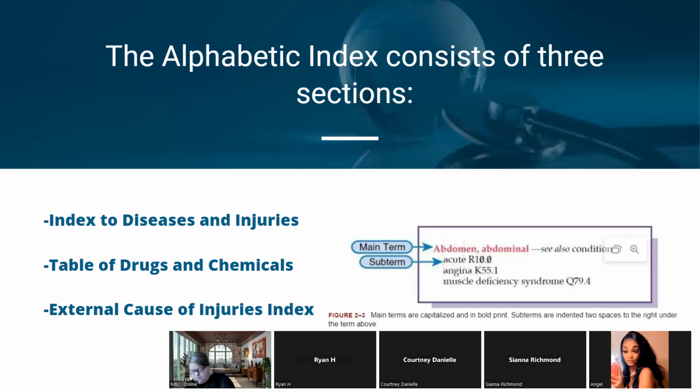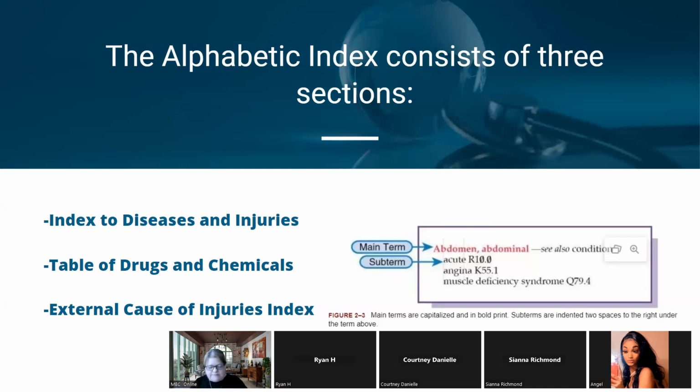Are we still in the ICD-10 book? Yes, ma'am. I'm so lost. You know where the alphabetic index is, right? The beginning of the book. Your alphabetic index contains the diseases and injuries, the drugs and chemicals, and the external causes index. So they're all together in the front of the book before you get to your chapters, before you get to your tabular section. And it's orange if yours is the same as mine.